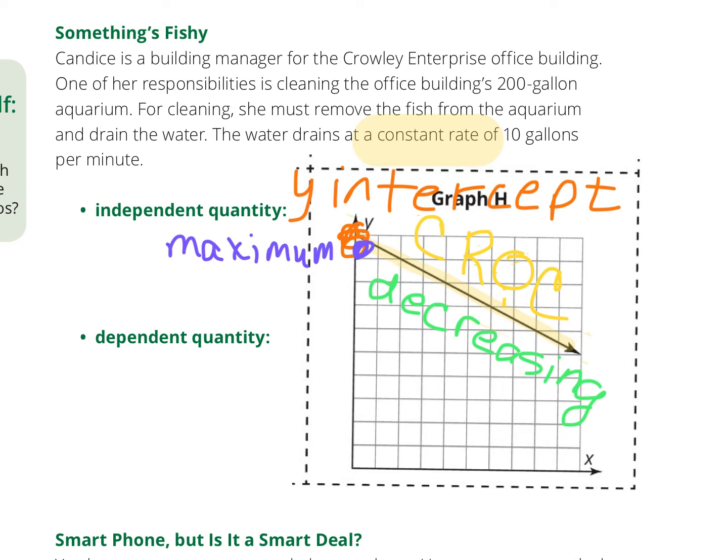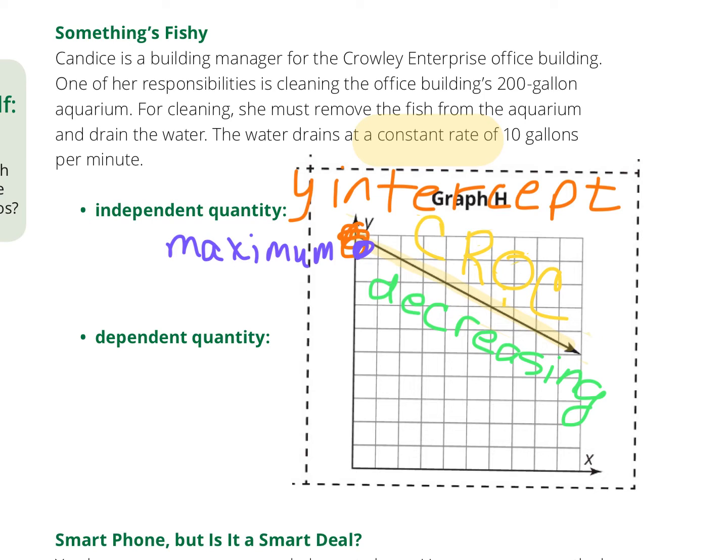I should make a special note here that it does have a maximum, and you may be tempted to write the word minimum in this graph too, because we know in real life that eventually that fish tank is going to run out of water, right? But I'm going to stick to what this graph officially says, even though mathematically it's not 100% correct. That arrow right there implies that it's going to go forever and ever.